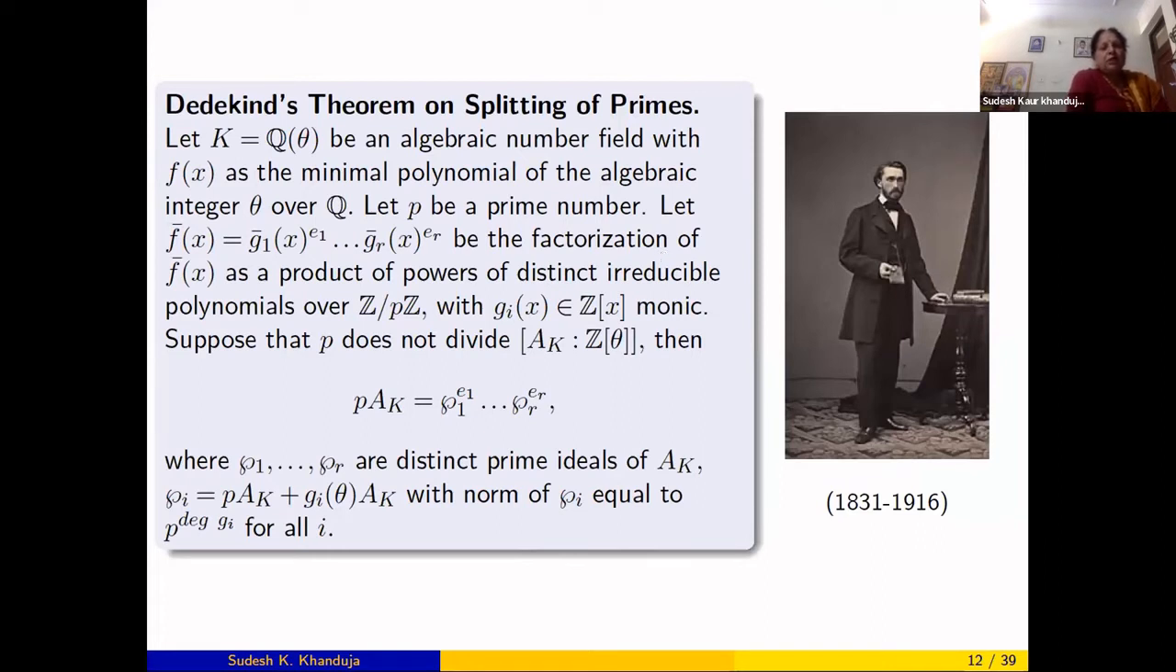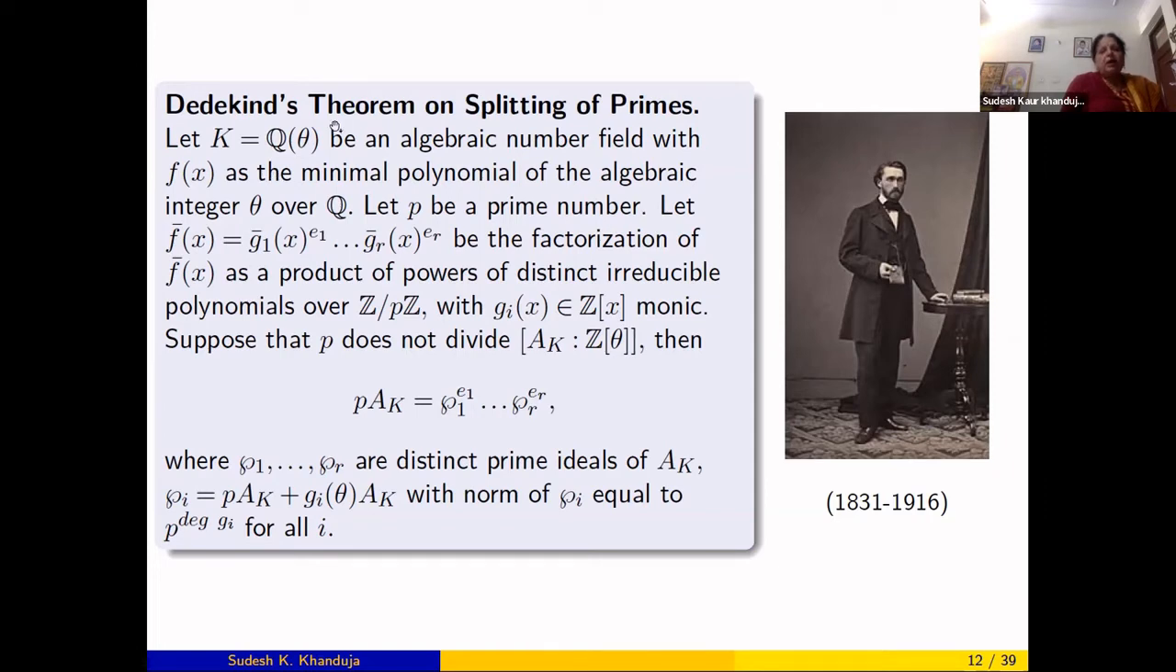Now comes one of the important problems in algebraic number theory: given a rational prime p and given an algebraic number field K, how many prime ideals of A_K lie over the prime p? That is, how can the ideal pA_K be written as a product of prime ideals of A_K? What is the shape of those prime ideals? What is the residual degree? What is the norm of every prime ideal? And with which power do those prime ideals occur in the factorization of pA_K?